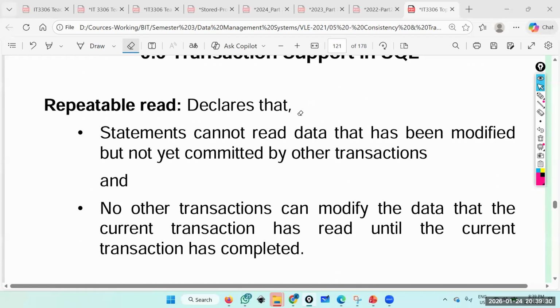So repeatable read declares that a statement cannot read data that has been modified but not yet committed.